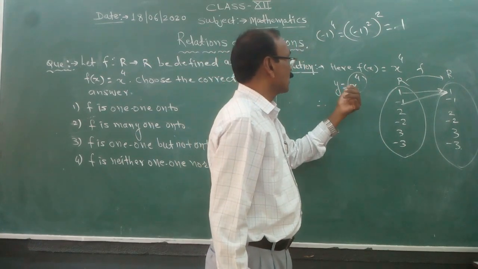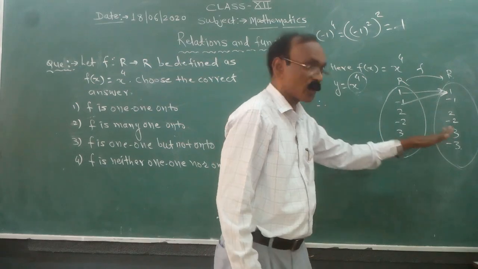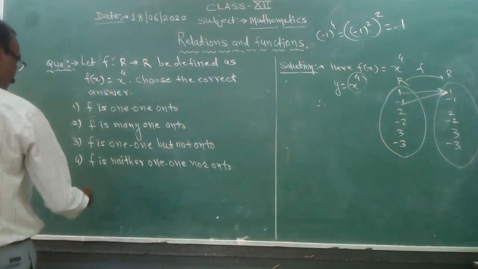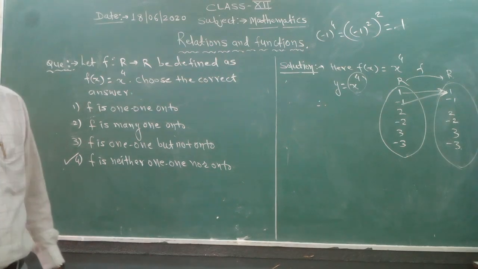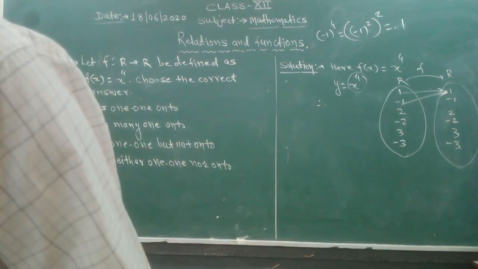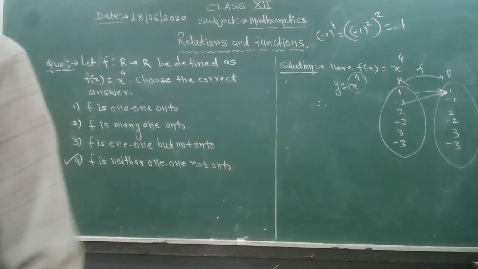Means it is neither one-one nor onto. So f is neither one-one nor onto. So this fourth option is correct. F is neither one-one nor onto. The next question.